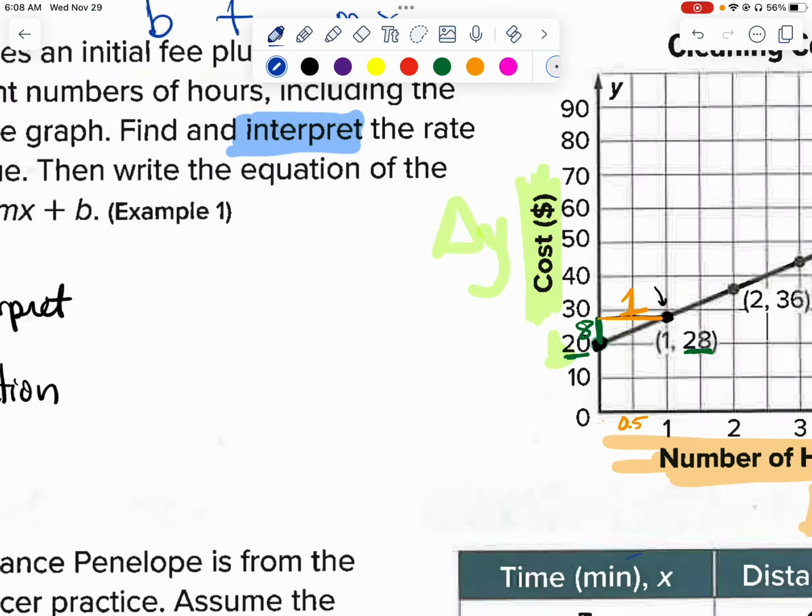So this is the change in y. This is the change in x. So let's look at the words. The change in y talks about cost, so that means that we have $8. The change in x talks about the number of hours. So per hour.